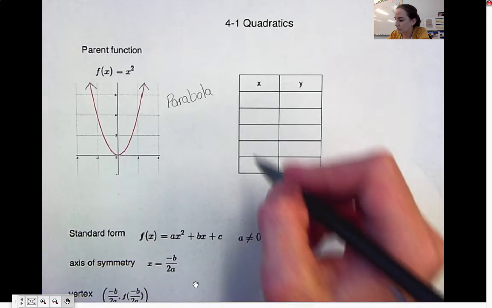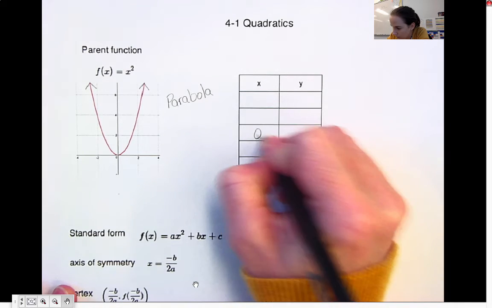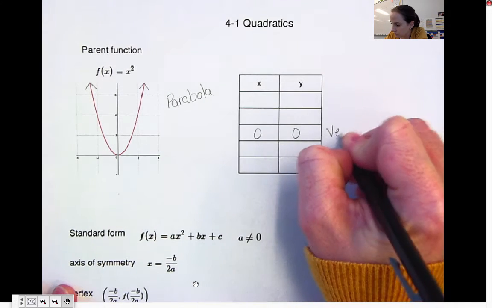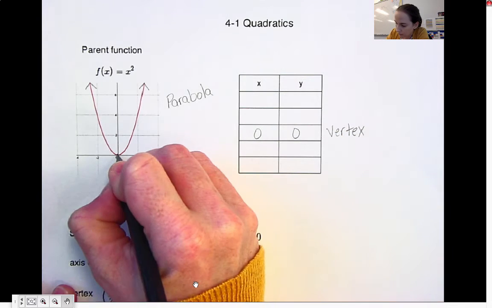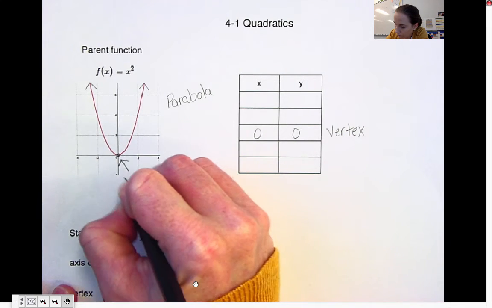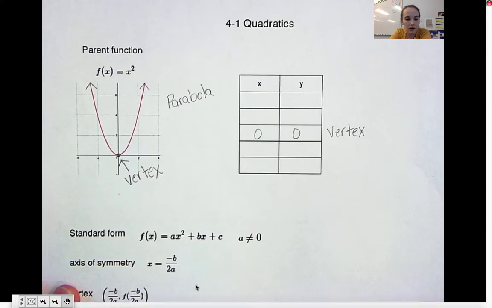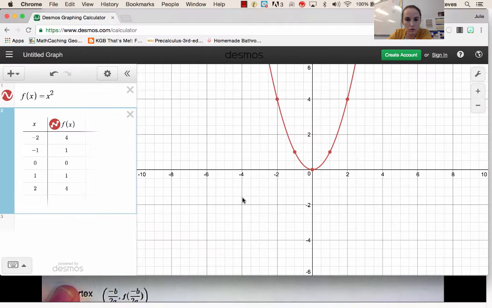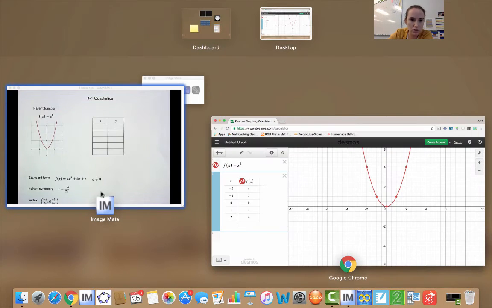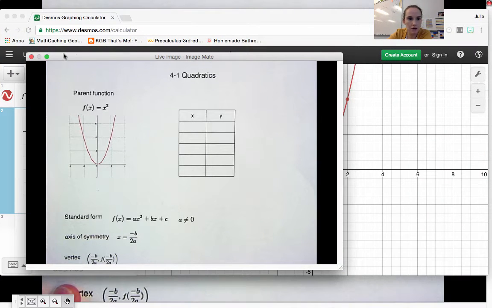So I'm going to put the vertex in the center here of my table. This is the vertex, and that's this point right here. The vertex is either the highest or the lowest point that the graph ever reaches. Now, if you go back to your website, you'll notice that at -1 we're at 1, and at 1 we're also at 1. Now you can get this information by just plugging in the values.